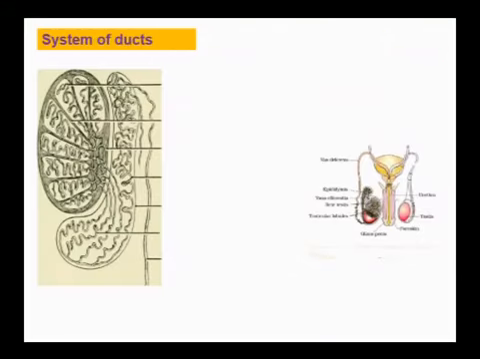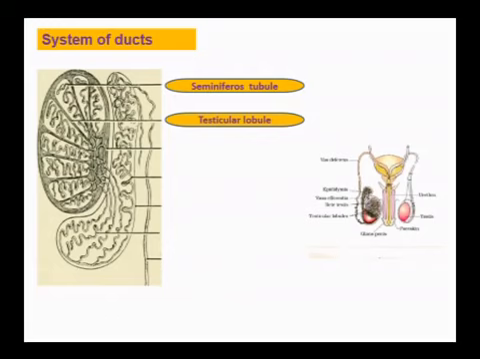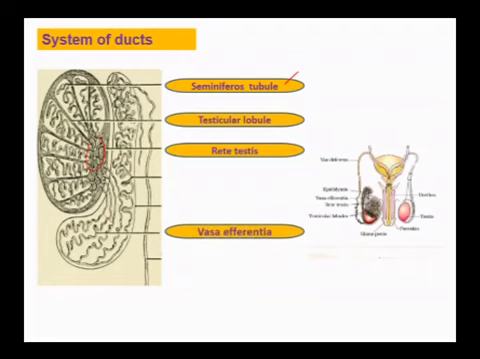System of ducts. As I told you, testis is made up of numerous testicular lobules. So these testicular lobules consist of structural and functional units. We call them seminiferous tubules. So all the seminiferous tubules of a testis open into a network. So this network is called rete testis. So rete testis joined and rejoined to form 10 to 12 tubule-like structures. We call them vasa efferentia. So vasa efferentia open into epididymis.